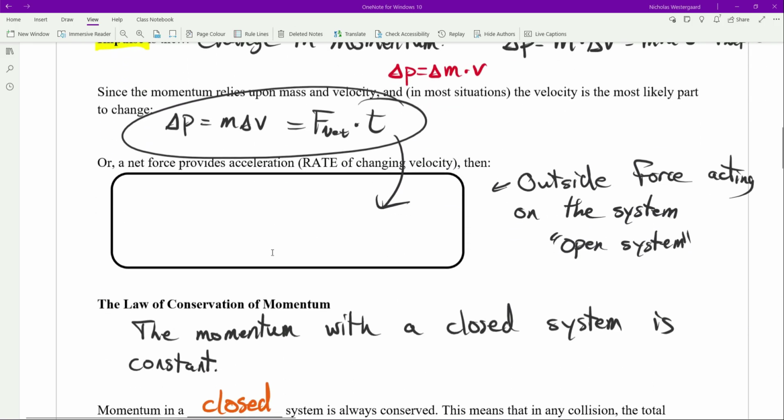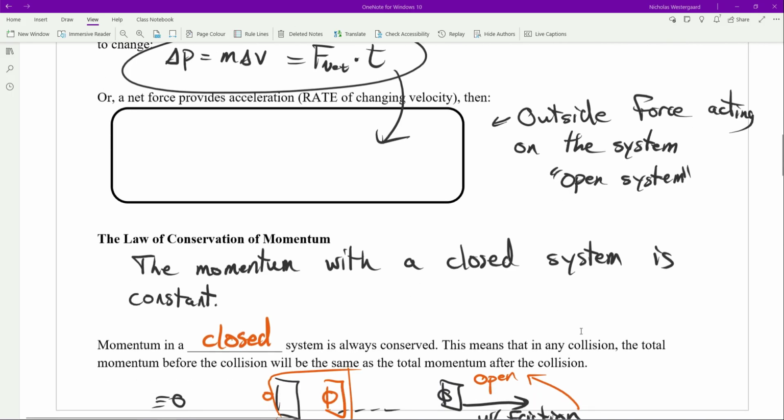Now, where momentum is truly useful is this one. So if you're going to fall asleep at any time, not now, this is what's really important: the law of conservation of momentum. The law of conservation of momentum is saying that the momentum within a closed system is constant. That means if you have a closed system, no outside forces, the momentum will not change at all whatsoever. The momentum in a closed system is always conserved.